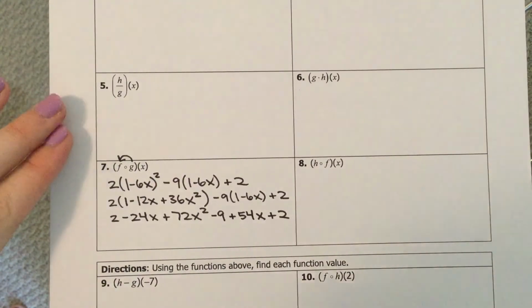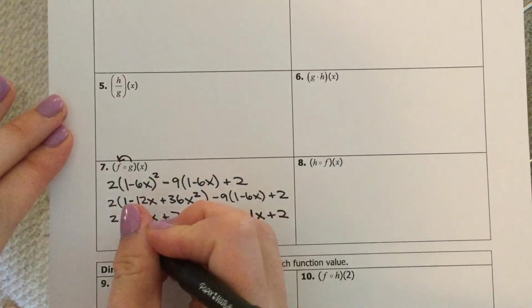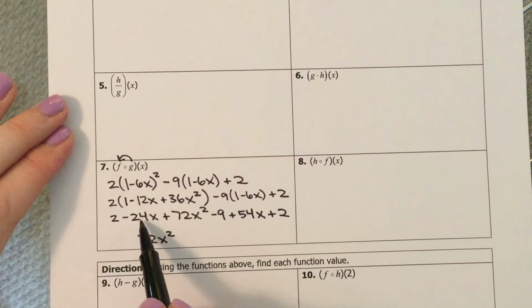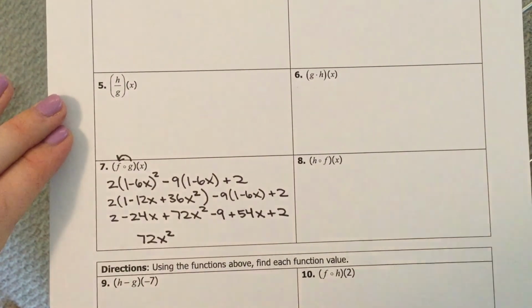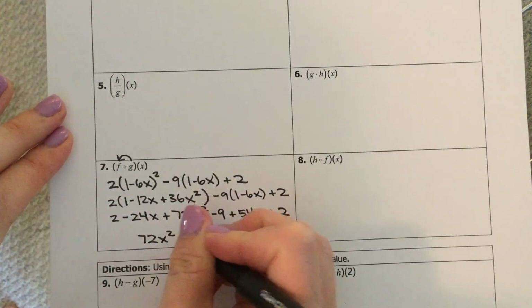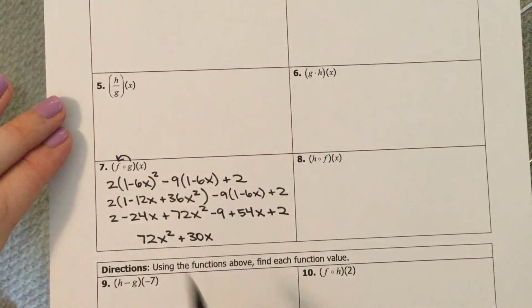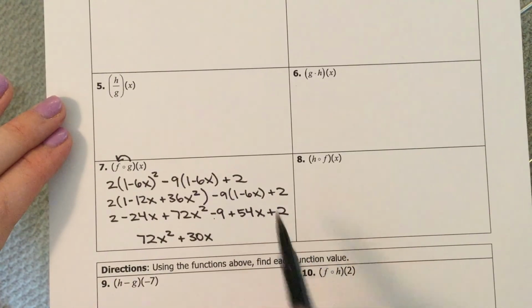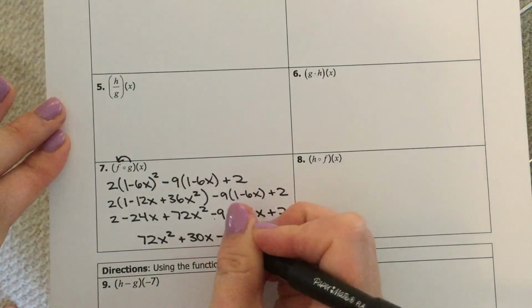All right, so make sure it ends up back in standard form. So the x squared goes first, and there's just one of those. Then the x, I have a negative 24x and a positive 54x, which would be a positive 30x. And for my constants, positive 2, negative 9, positive 2. So this ends up with a negative 5.